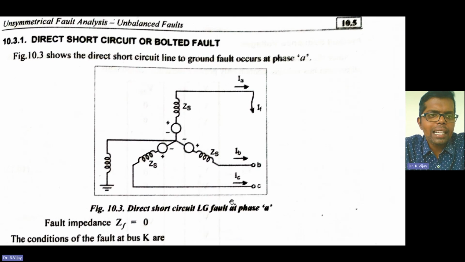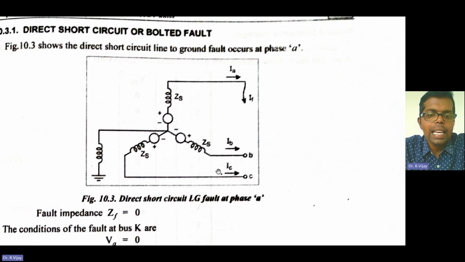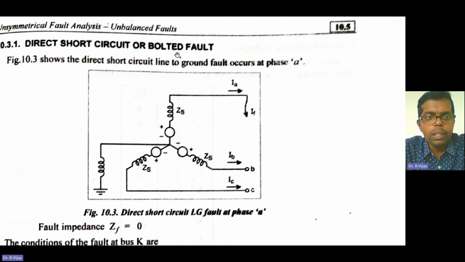Next, direct short circuit or bolted fault. Here the generator is grounded, and the line to ground fault occurs at phase A. The fault current is flowing in phase A. This is the figure showing the direct short circuit, that is line to ground fault, at phase A, having the sequence impedance.